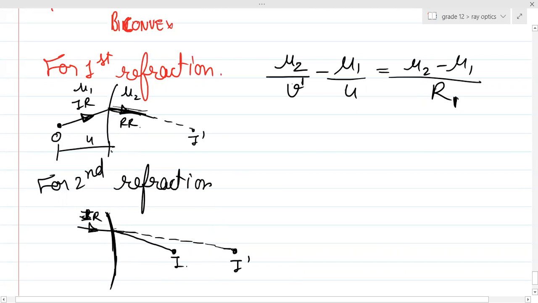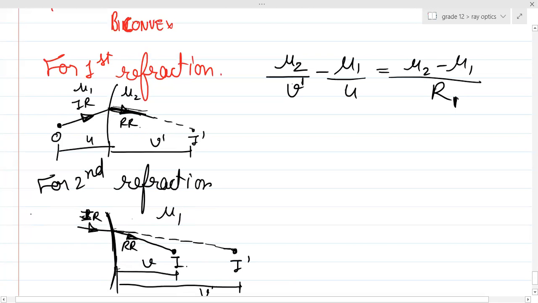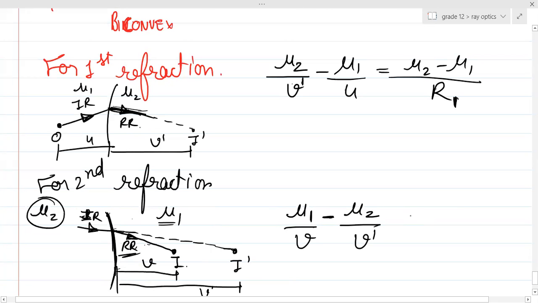Guys, is this getting a little clear? Why have I used this particular thing? Right? And can you see for the second surface, the incident ray will be the one which was the refracted ray in the first case, and the refracted ray will be the one coming out of this. So for the second refraction, the incident rays are in medium number 2. So mu 2 divided by V dash. The refracted rays are in medium mu 1. So mu 1 divided by V is equals to mu 1 minus mu 2 by R2.